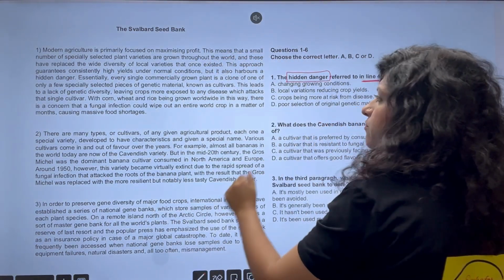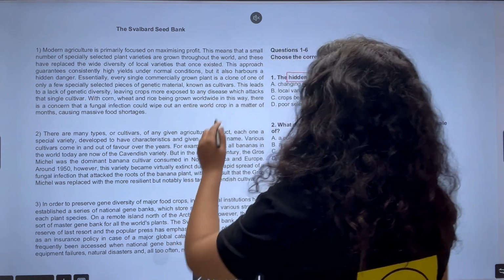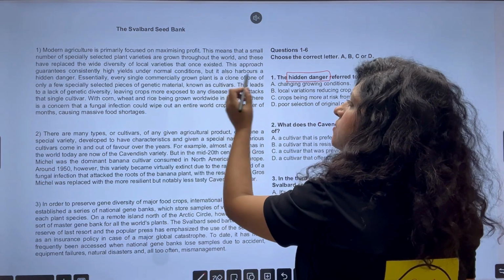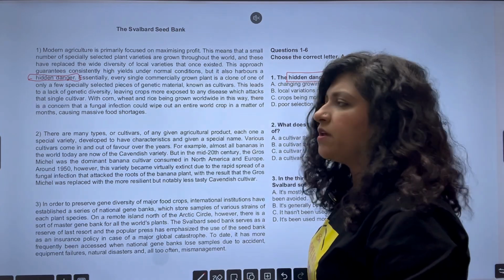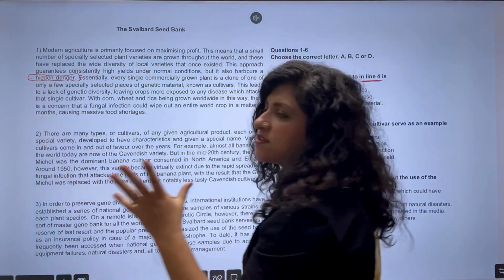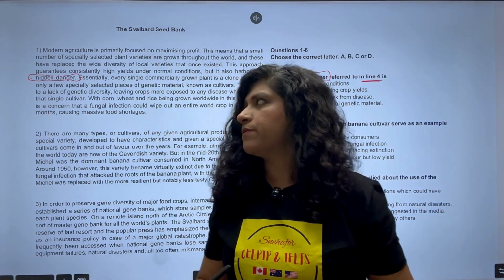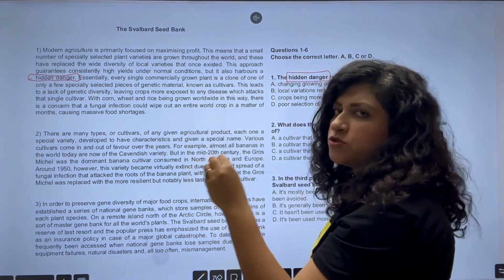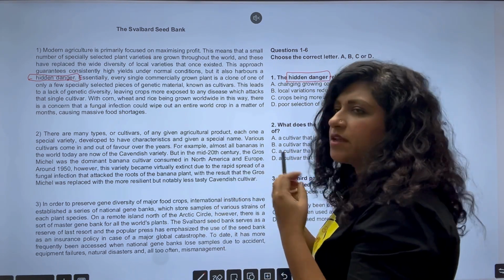So, hidden danger, line 4. 1, 2, 3, 4. So, in this line, it says, this approach guarantees consistently high yields under normal conditions, but it also harbors a hidden danger. So this is the word over here, hidden danger. Now, what does this hidden danger refer to? Here in this sentence, this term has been just introduced. It does not tell us what this hidden danger refers to. It only says that there is some approach being discussed which says that in this approach there is a hidden danger. Let's see if the following lines tell us something about this term.